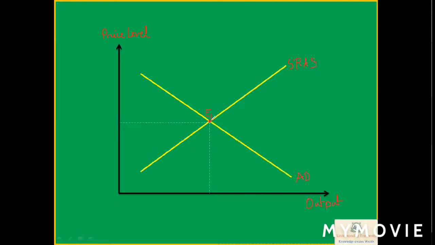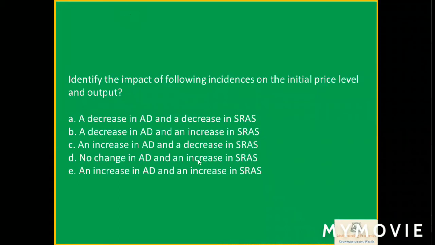Now, corresponding to that initial equilibrium point, the output level is, for example, Y1. The output we have denoted by Y. And the corresponding price level, suppose this is P1. So this is our initial equilibrium output level, and this is our initial equilibrium price level. Now we will consider each of the cases that we have identified in the previous slide. Let us see the first case.